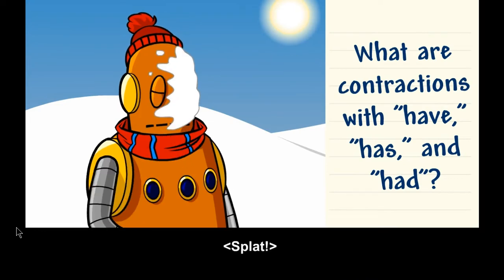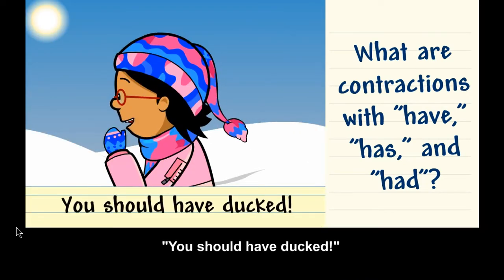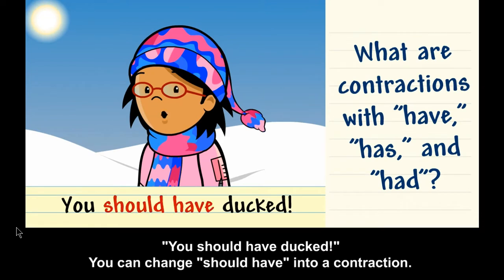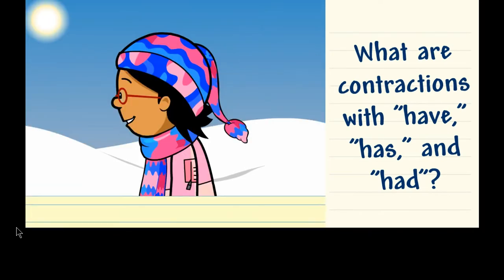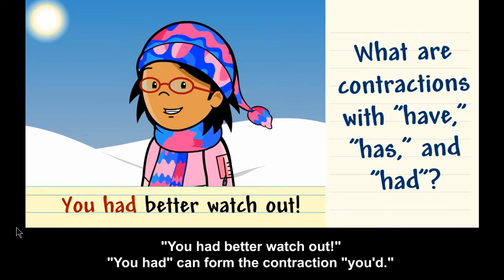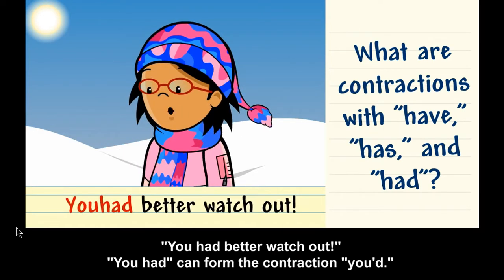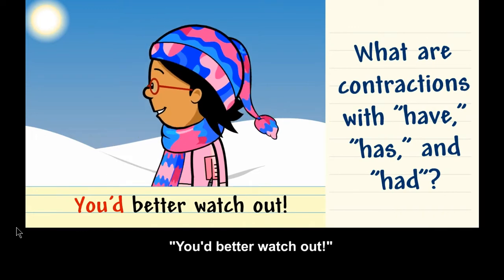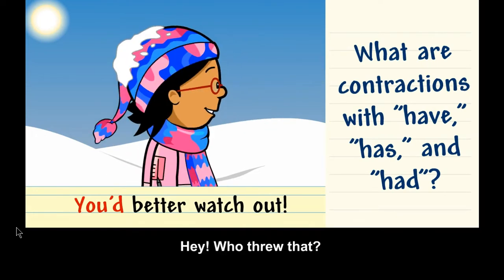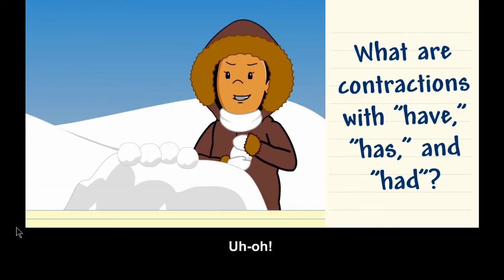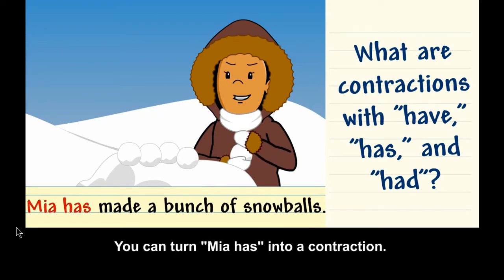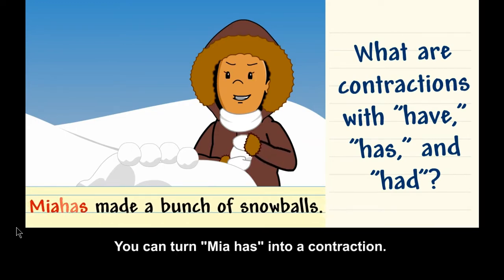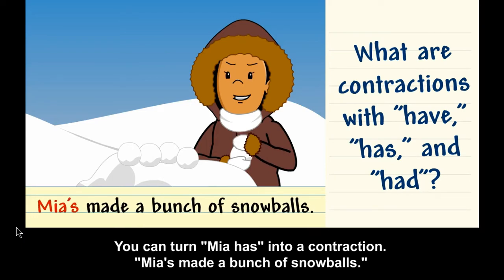Hey. You should have ducked. You can change should have into a contraction. You should have ducked. You had better watch out. You had can form the contraction you'd. You'd better watch out. Hey, who threw that? Uh-oh. Mia has made a bunch of snowballs. You can turn Mia has into a contraction. Mia's made a bunch of snowballs.